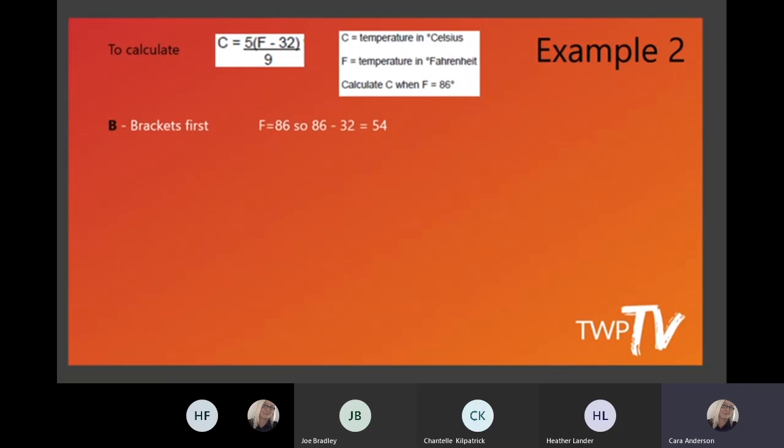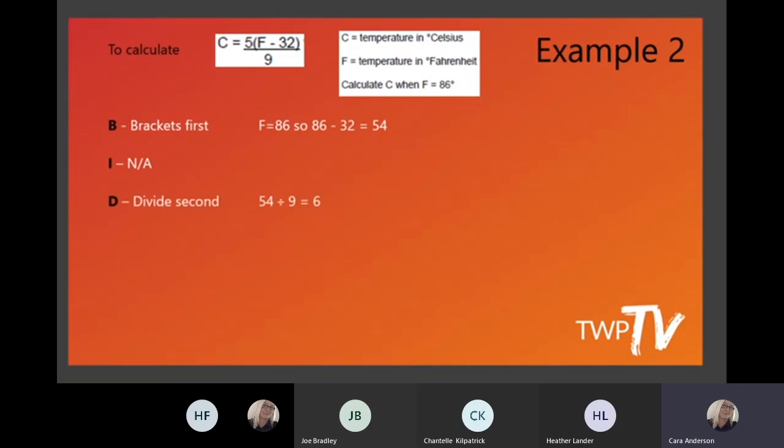So B, brackets. We're going to look inside the brackets first. Again, ignore everything else apart from the brackets. Okay, so we now know that F is 86. So in your calculator, you're going to do 86 minus 32 equals 54. Okay, so 54 now replaces the whole of everything that was inside those brackets. There are no indices in this instance.